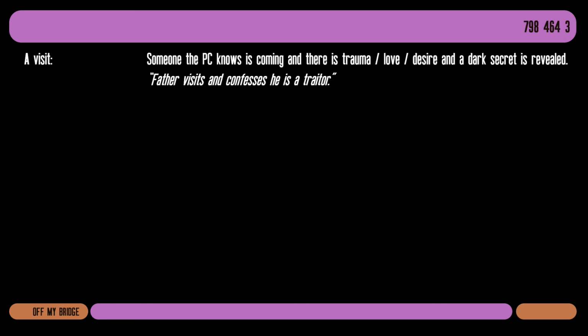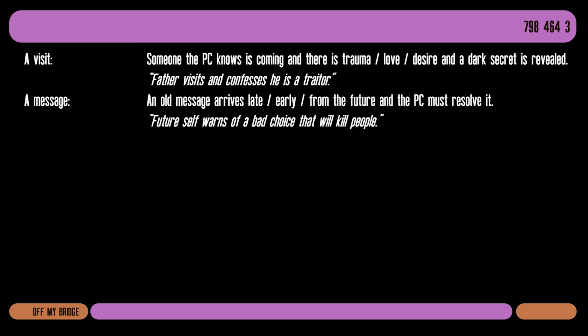Well, here they are. A visit. Someone the PC knows is coming and there is trauma, love, desire, or a dark secret involved. For example, father visits and confesses he is a traitor. A message. An old message arrives late, early, or from the future, and the PC must resolve it. Future self, PC, warns of a bad choice that will kill people.